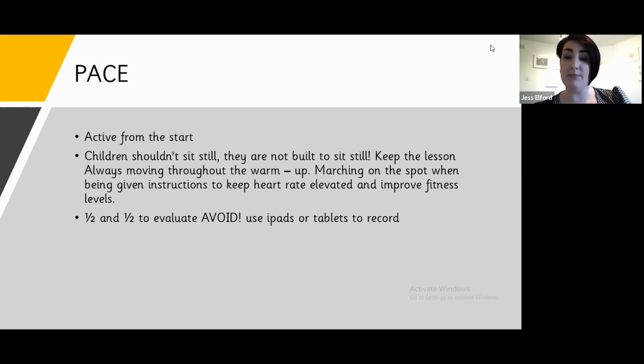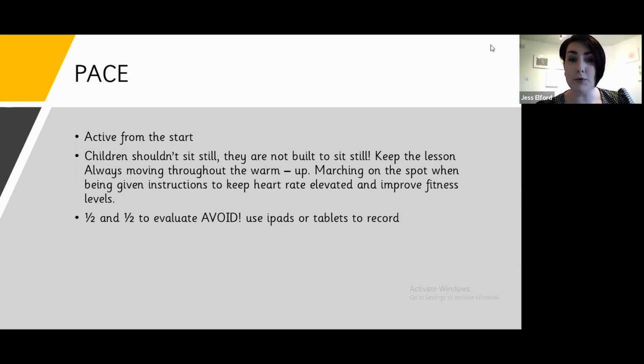One, it keeps them active, but two, if they're reciting the same instruction that you're giving, or the learning intention you're giving them, it's more likely to stick. It keeps the heart rate elevated after a warm-up, and it improves the fitness levels of the children. If you let that heart rate drop and then have to build it up again, the children's fitness levels don't really increase at the same speed.